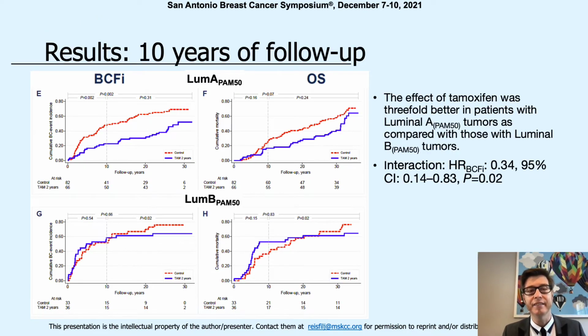Now, for the analysis of the potential predictive power for patients treated with tamoxifen, they observed something really interesting. When they stratified patients into luminal A or luminal B by PUM50, they observed that patients who were luminal A and received tamoxifen had a much better outcome than those who were controls. Now, that was not the case for patients with luminal B cancers, suggesting here that there is an interaction between the intrinsic subtype and tamoxifen response, with an interaction p-value that was statistically significant.